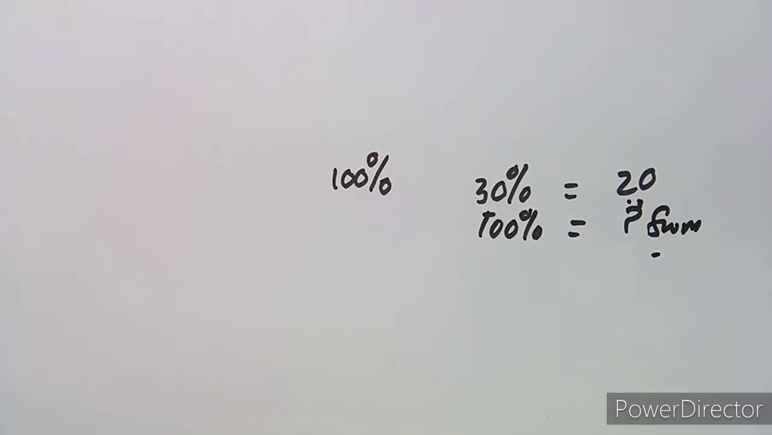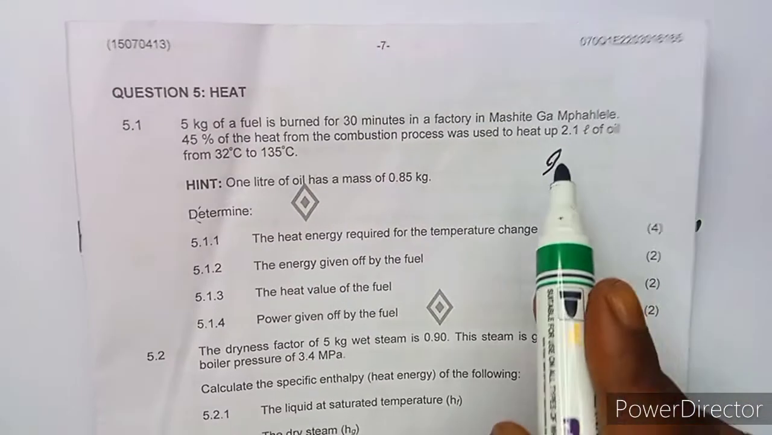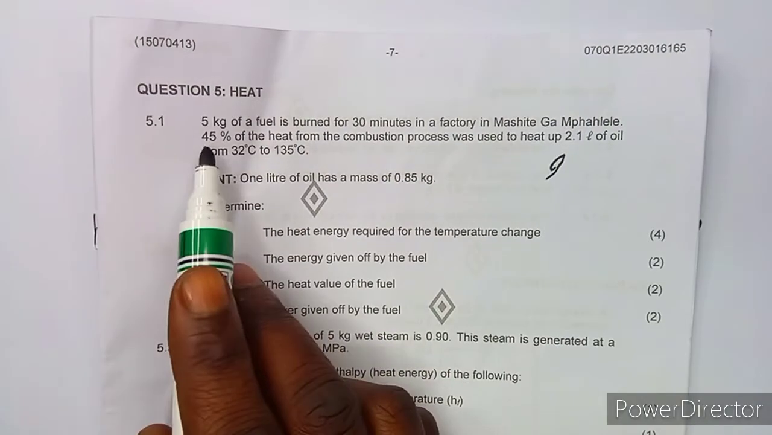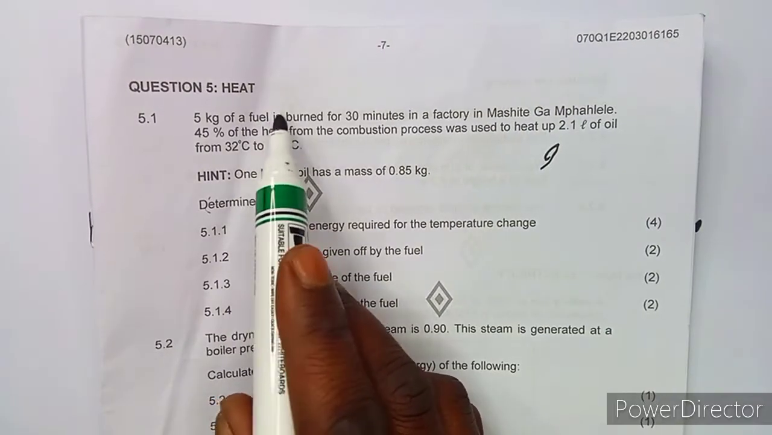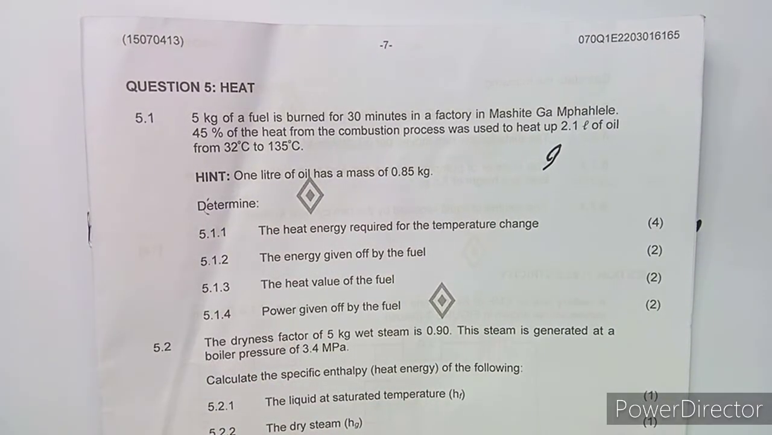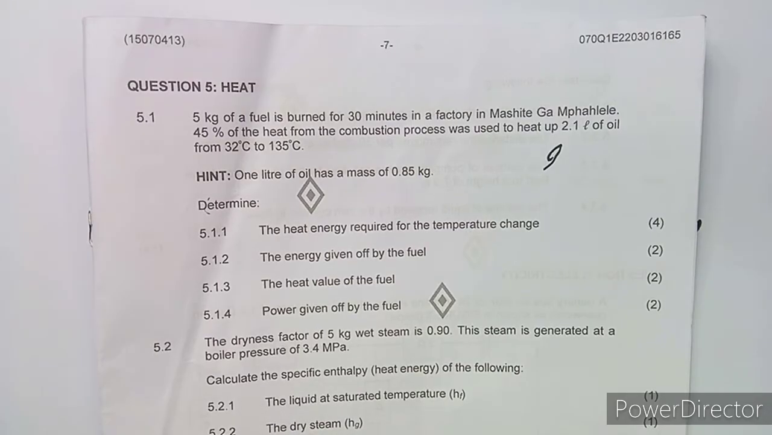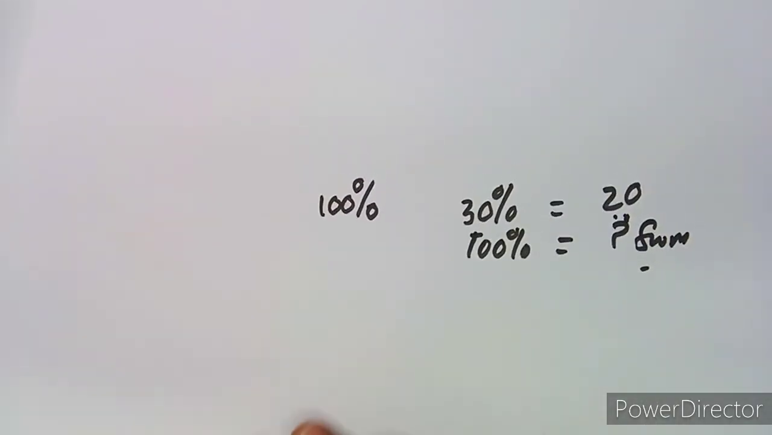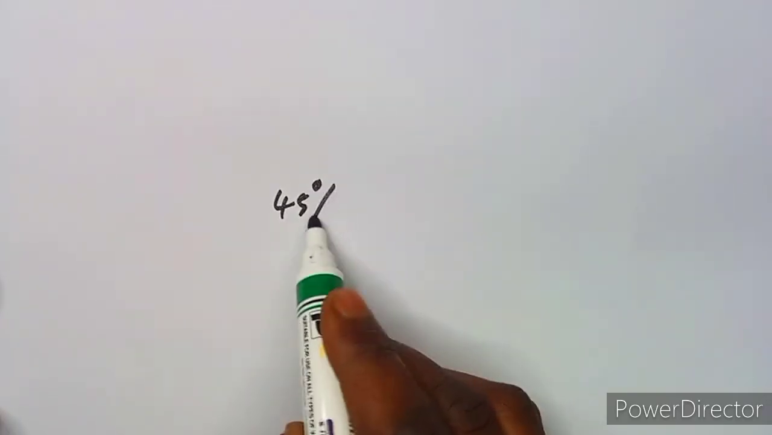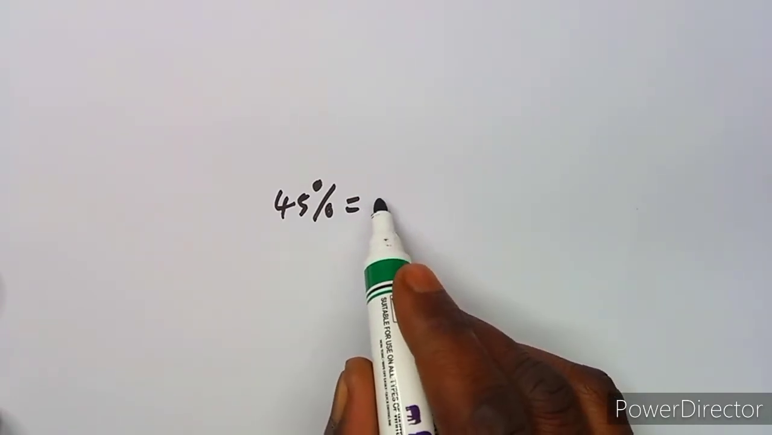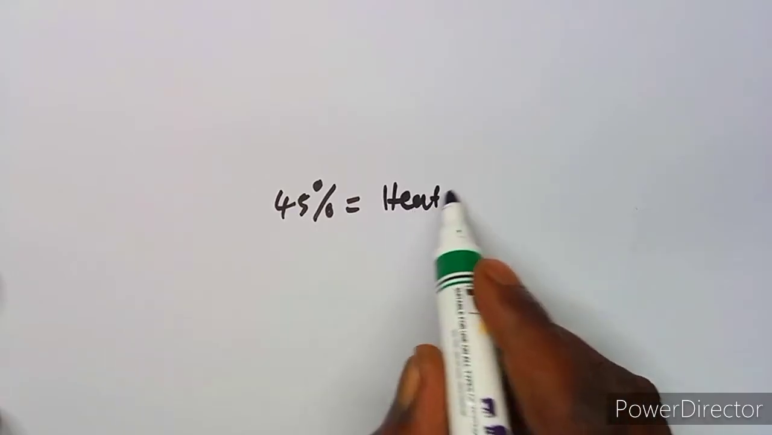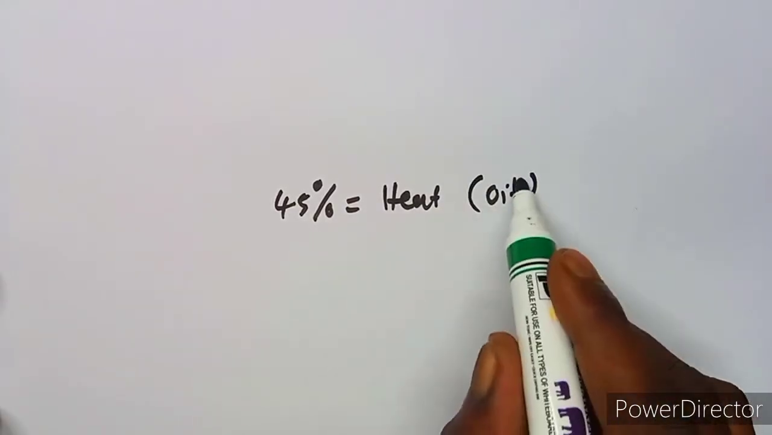So it's the same concept with what is happening here. The heat that we calculated is at 45%. So it means the energy from the fuel is the one that was at 100%, because we took only 45% of that heat. So it will be at 100%. So using your simple proportion from your mathematics, we have 45%, which is equivalent to the one that we calculated, which is the heat that was actually taken to heat the what? To heat the oil there.